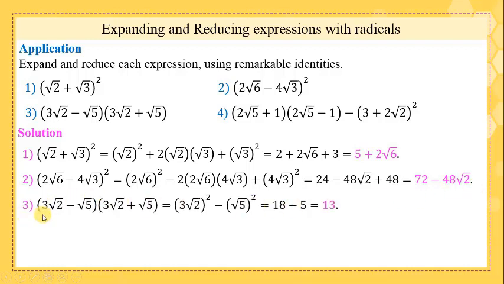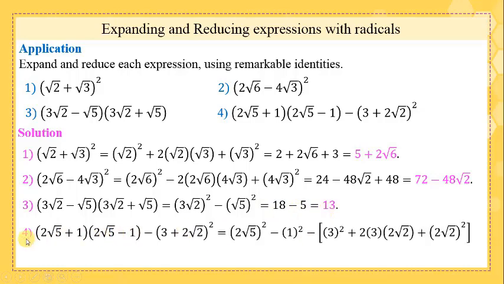Number 3, 3 radical 2 minus radical 5 into 3 radical 2 plus radical 5. Applying the third remarkable identity, which is the difference between two squares, we get 3 radical 2 square minus radical 5 square, which is equal to 18 minus 5, and this is equal to 13.